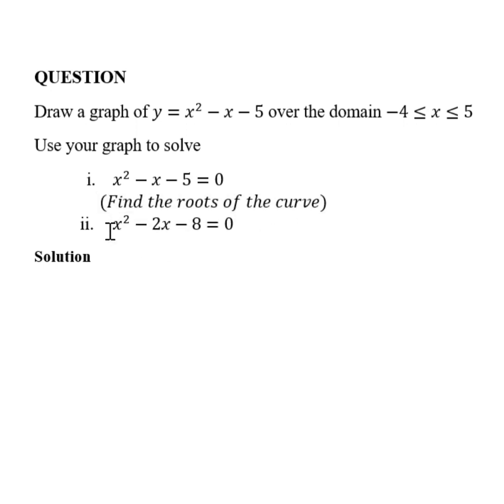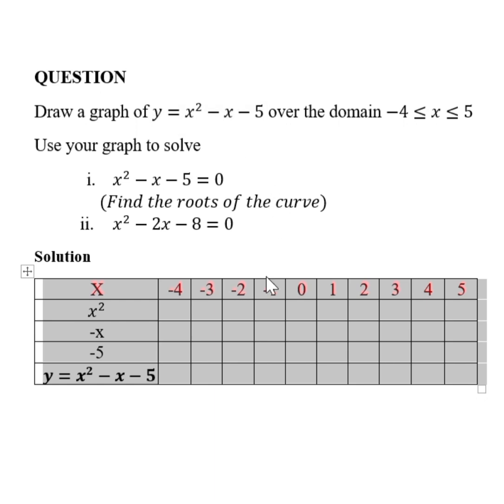Then we are also asked to use the graph to solve x squared minus 2x minus 8 is equal to 0. So the first thing we do is to draw the graph, and we can only do that by getting some of the coordinates on which it passes. Therefore, we need this table.